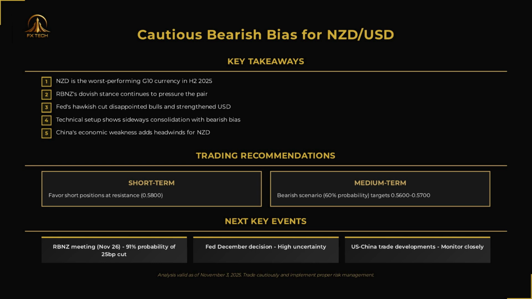For trading recommendations, favor short positions at resistance around 0.5800 in the short term, while the medium-term bearish scenario with 60% probability targets 0.5600 to 0.5700. Next key events to monitor include the RBNZ meeting on November 26th, with a 91% probability of a 25 basis point cut, the Fed's December decision which carries high uncertainty, and ongoing U.S.-China trade developments.